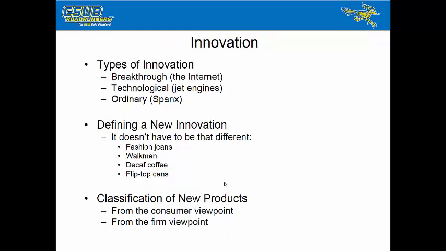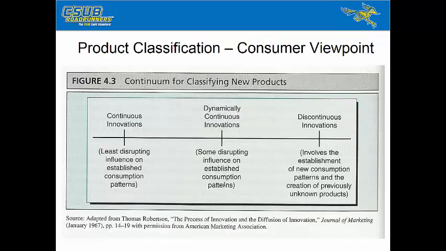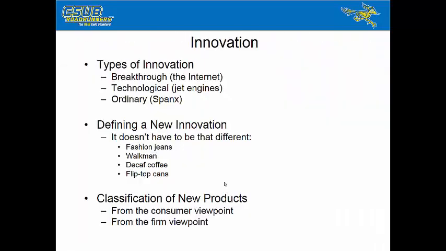So an example of the forced relationships technique. Moving on to talking about innovation. There's different types of innovation: breakthrough, technological, and ordinary. Breakthrough innovation is something that changes the entire paradigm of an industry or of a marketplace. The internet is an example of this.